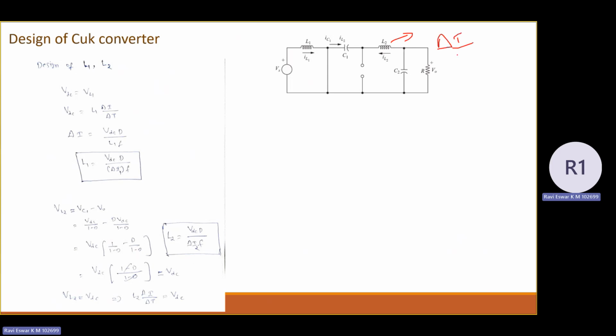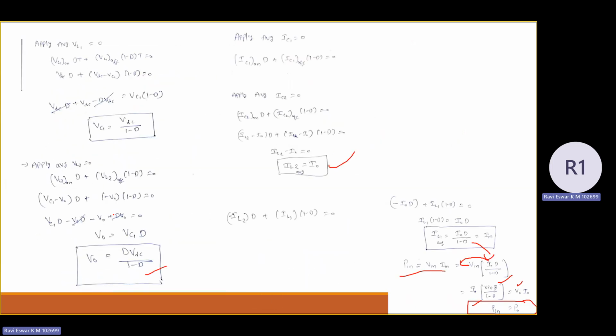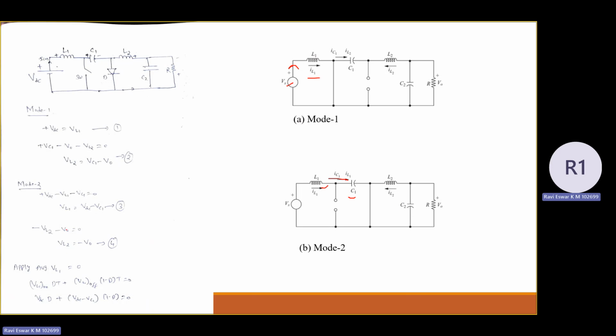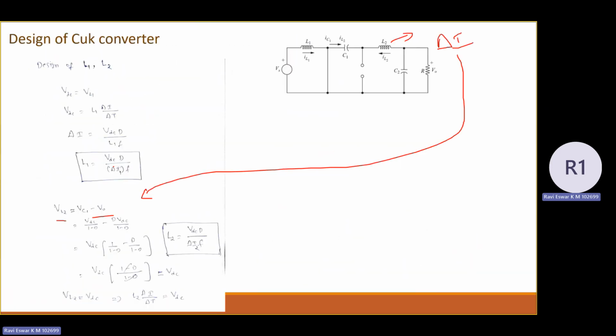So how to get del I? Again, applying the KVL equation. So in the mode 1, we arrived VL2 as VC1 minus V0. That is what we have seen in the previous slide here. In the mode 1, VL2 is equal to VC1 minus V0. Same thing I mentioned here. So what is VC1? We arrived in the previous slide, VDC by 1 minus D.